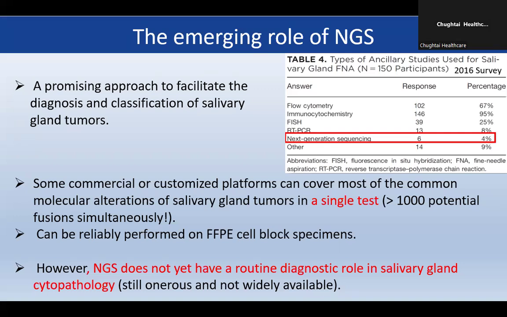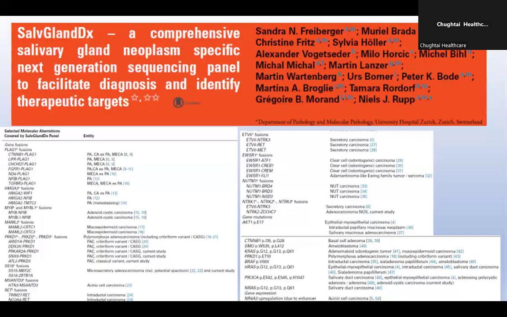So we'll briefly talk about the role of NGS. It is not routinely used for cytology specimens, but one of the benefits is that a single test can be used to detect more than 1,000 potential genetic alterations. One such test is Salivary Gland DX. It is a comprehensive panel, so a single test can detect all these genetic alterations, and we can get to a definitive diagnosis with the single test.